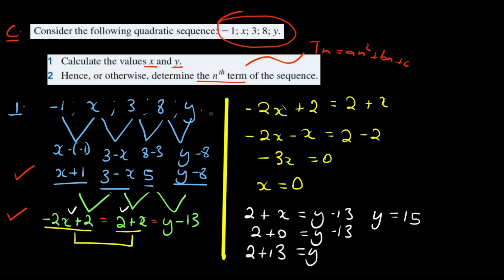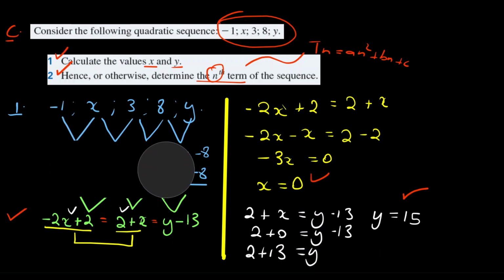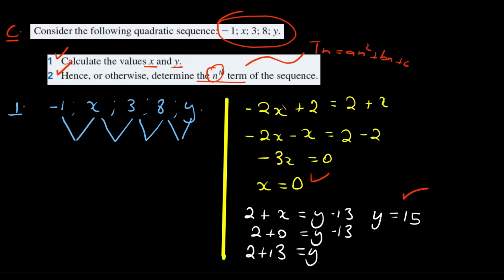So we would have calculated what our x value is and what our y value is. And we can move on to the next question because we answered the first question. The next question says, hence or otherwise calculate the nth term or the general term. So what we can do is erase this part and substitute our value of x and our value of y. Then we can go ahead and calculate. We know that our x value that we calculated is 0, and our y value is 15.